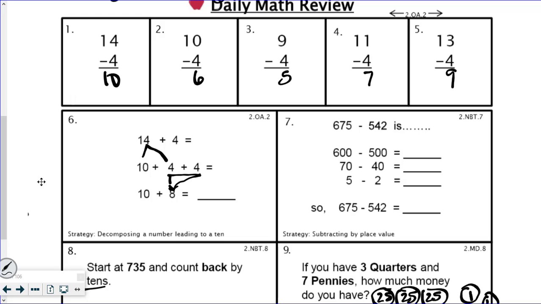Scroll down here. I explained how to do this one, so your answer should have been 18. This one, your answers are going to be, that's going to be 100. This is going to be 30, and 5 minus 2 is 3. 133. So that's the difference of 675 and 542.